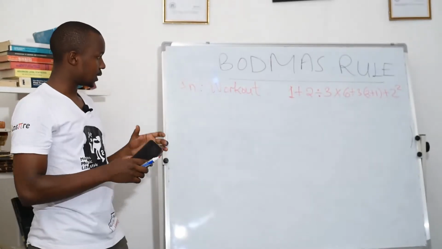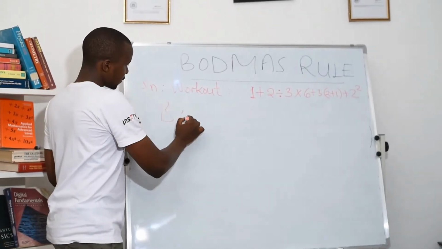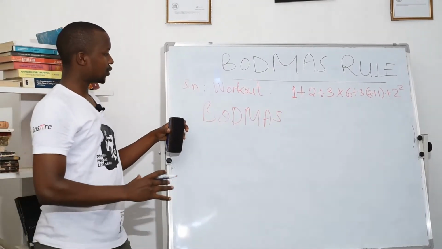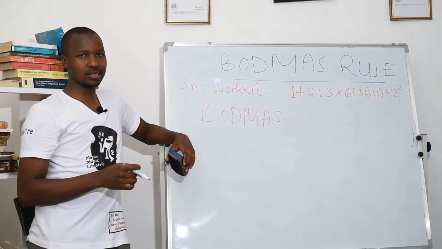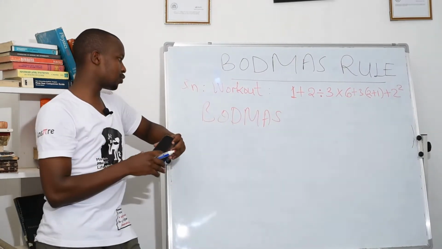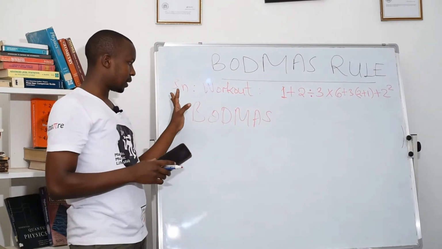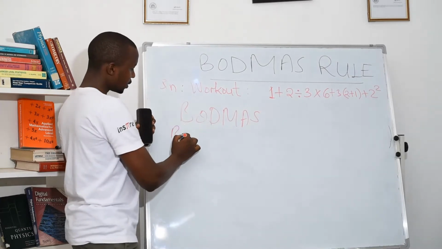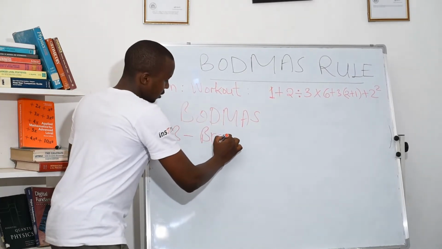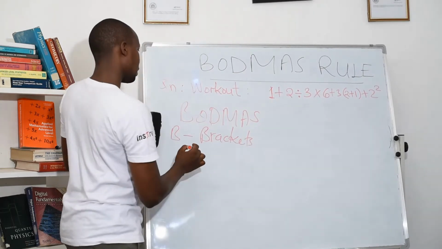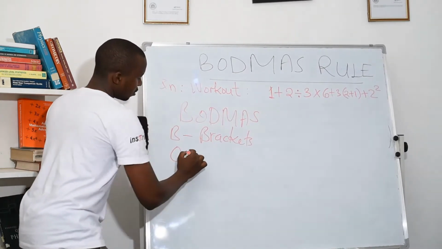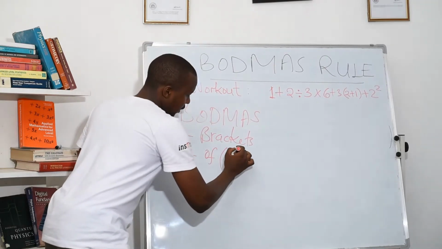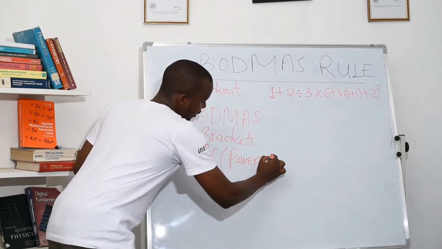So Bodmas is an abbreviation. It combines different operations in mathematics. When we are talking about the basic operations, we are talking about the initials of this term Bodmas. So this B stands for brackets. And this O is "of", and when we say "of", it speaks about the powers and the roots.